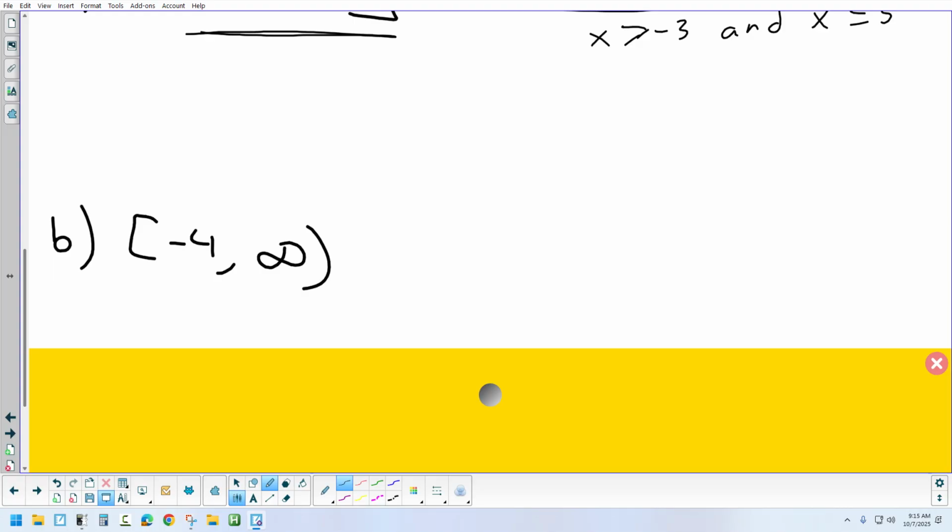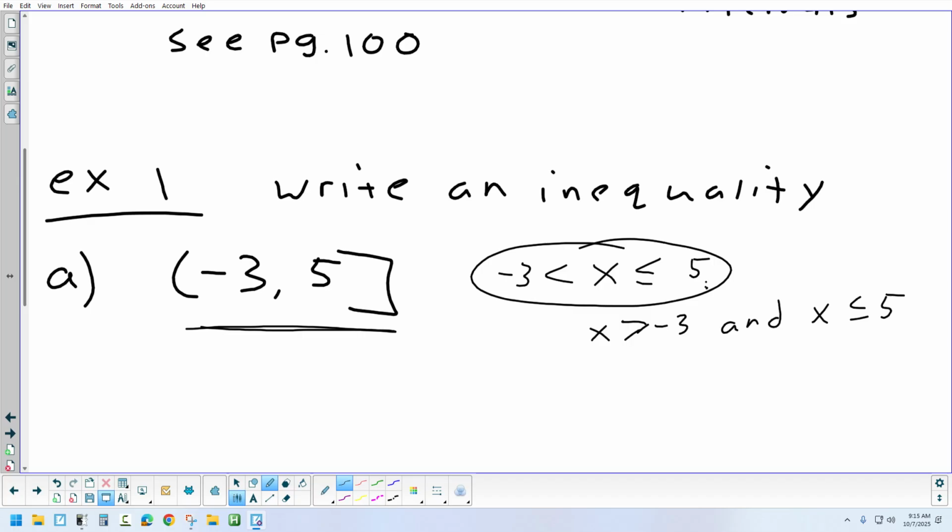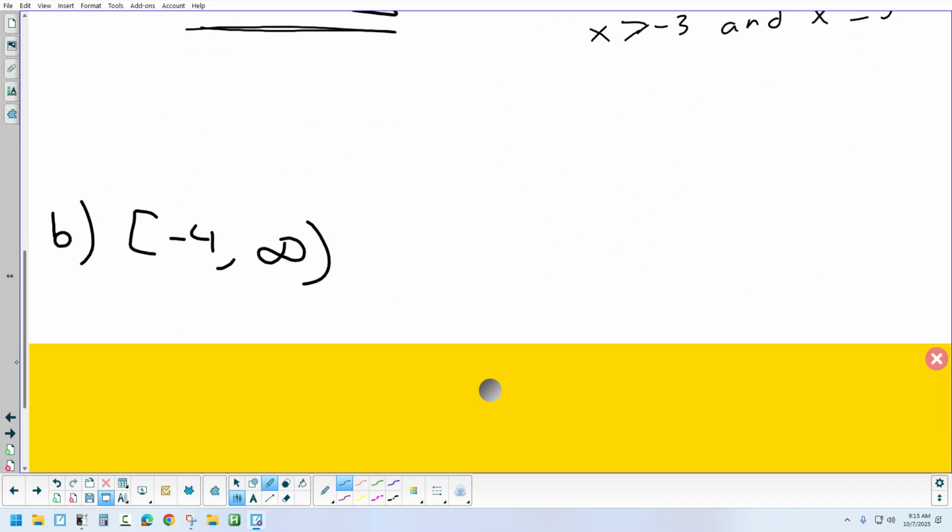Will infinity always be in a parenthesis? No, I could give you one without an infinity like that one. No, I mean, if you see an infinity, will it always have a parenthesis? Oh, yes. Parenthesis will always have an infinity, because if you put a bracket on infinity, bracket means you can reach that number. We can't ever reach infinity. We can reach -4, that's fine. But you can never reach infinity. So any infinity symbol will always have a parenthesis on it. Yep.